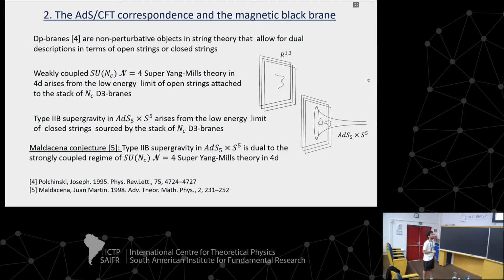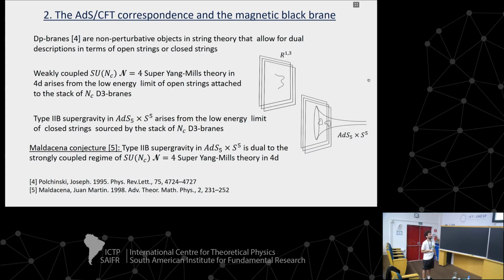So in AdS/CFT, you consider a configuration of so-called D-branes that are non-perturbative objects in string theory that allow for an open string description or a closed string description. When you consider open strings, you arrive at a supersymmetric Yang-Mills theory. This is the so-called N equals 4, the maximally extended supersymmetric Yang-Mills theory. But if instead you consider closed strings, what you get is a supergravity theory that arises from these closed strings.